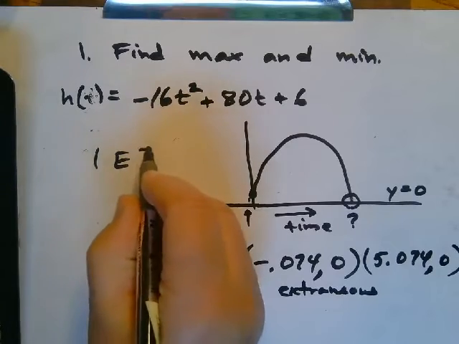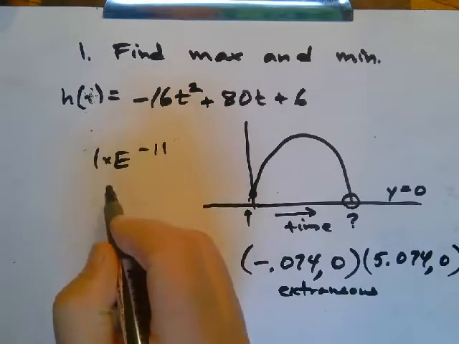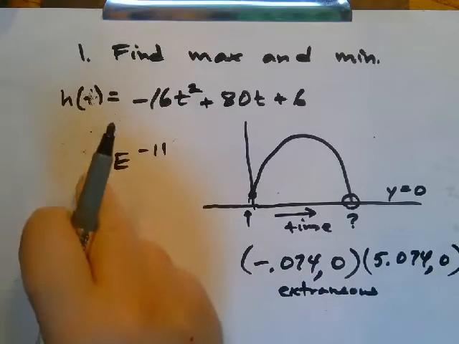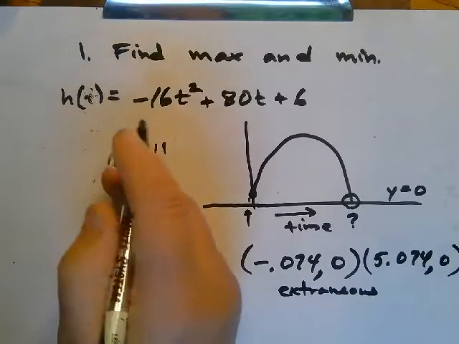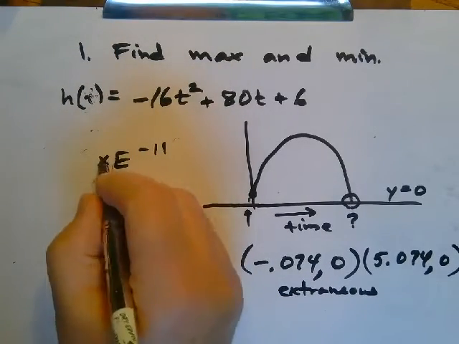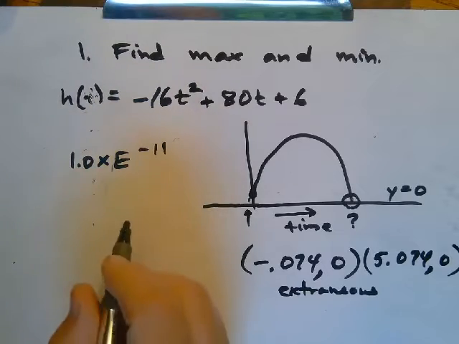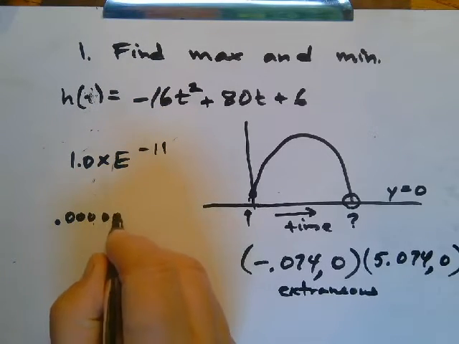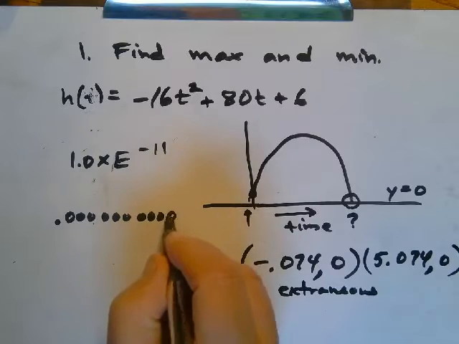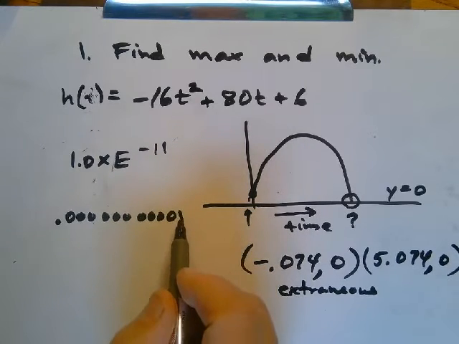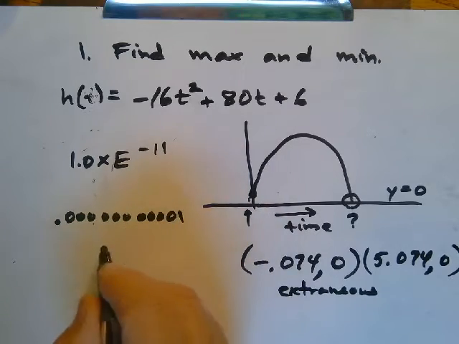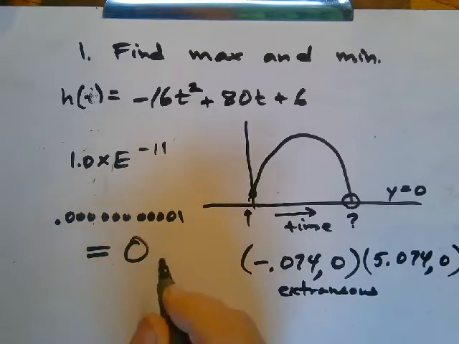1 times e to the negative 11. This is scientific notation. I'll put a times in there. Well, what does that mean? Negative 11 power means that this is a very small decimal value. So if I had, oh, I don't know, 10 zeros, 1, 2, 3, 4, 5, 6, 7, 8, 9, 10. There it is, 1 times 10 to the 11th power. See this number? It is so tiny. This is really equal to 0.